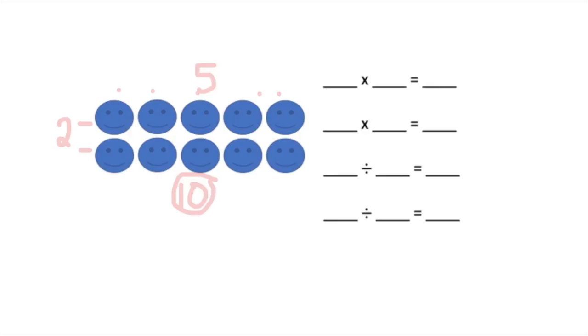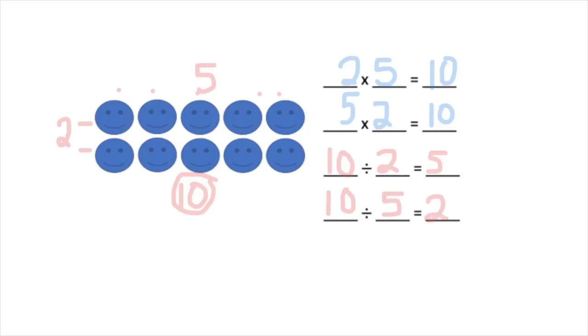Our 2 multiplication facts will be 2 times 5 equals 10, and turn it around as 5 times 2 equals 10. For your division, you're going to start with your total of 10. You can divide it by 2 to get 5, and you can divide it by 5 to get 2.